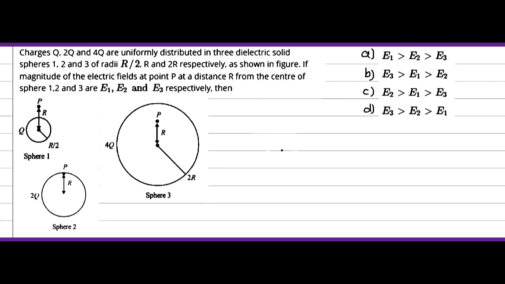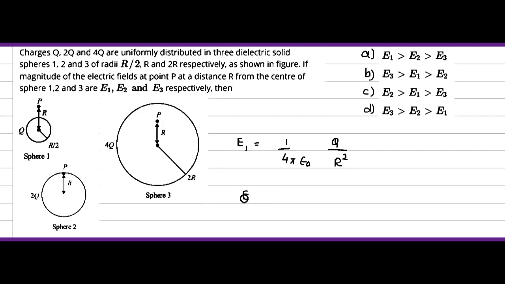Okay, so first of all we find the value of the electric field E1. For E1, P is outside this sphere, so this would behave just as a point charge. So the electric field would equal 1 by 4 pi epsilon, and the charge is Q, divided by the distance from here to here, which is r, so r square.